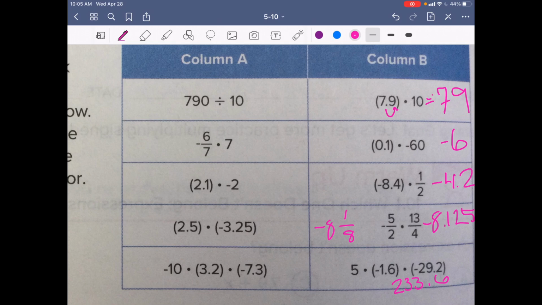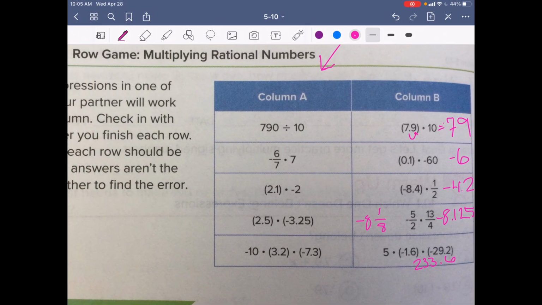All right, so check your answers. If you didn't get them right, try to do the problems on this side and see how it relates, because these are the opposite of each other.